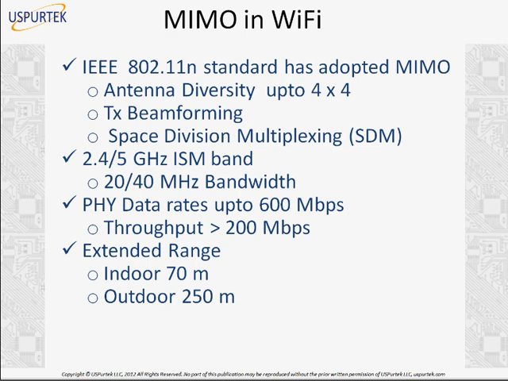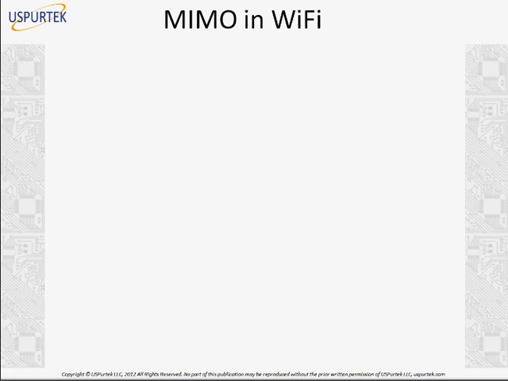Physical data rates can reach up to 600 megabits per second, whereas throughput is much more than 200 megabits per second. It also extends the range, because with a MIMO system you have more range now. Indoor is 70 meters and outdoor is 250 meters. With a single MIMO system, you could cover more area. You will need fewer wireless repeaters, and a single MIMO system can cover maybe the whole of the enterprise campus.